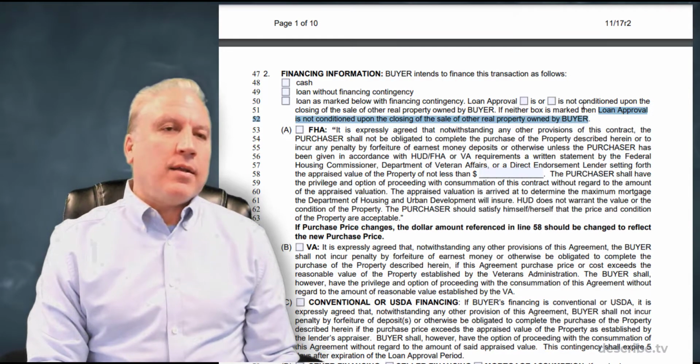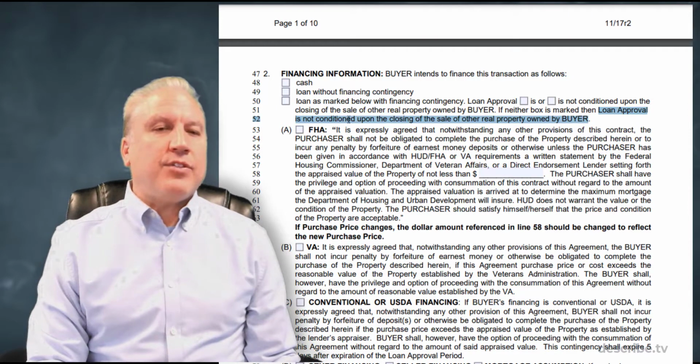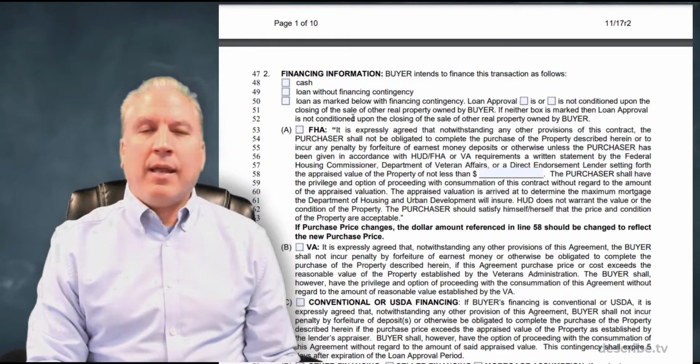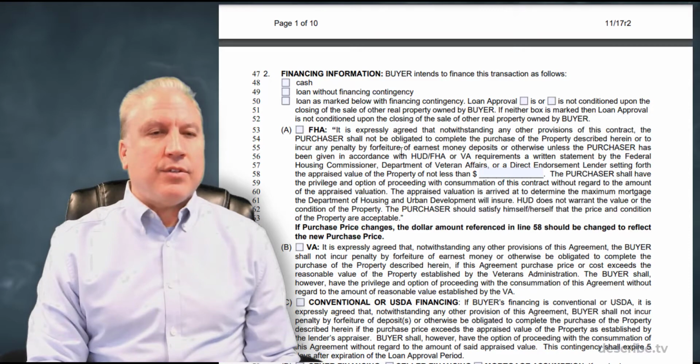As an aside, in this day and age in 2022, a lot of these contingencies are being rejected by sellers. Sellers don't want any contingency. They just want you to say, I'm buying your house, that's it. In the past, a lot of transactions were based on contingencies.